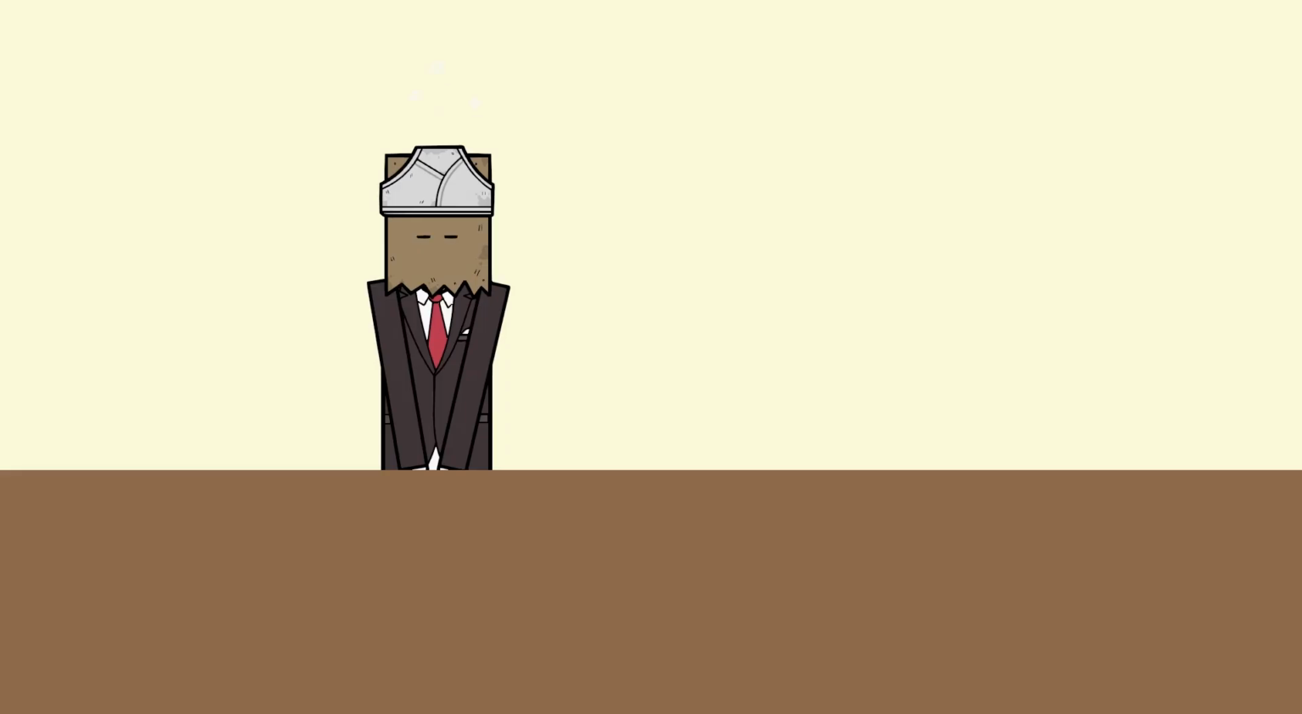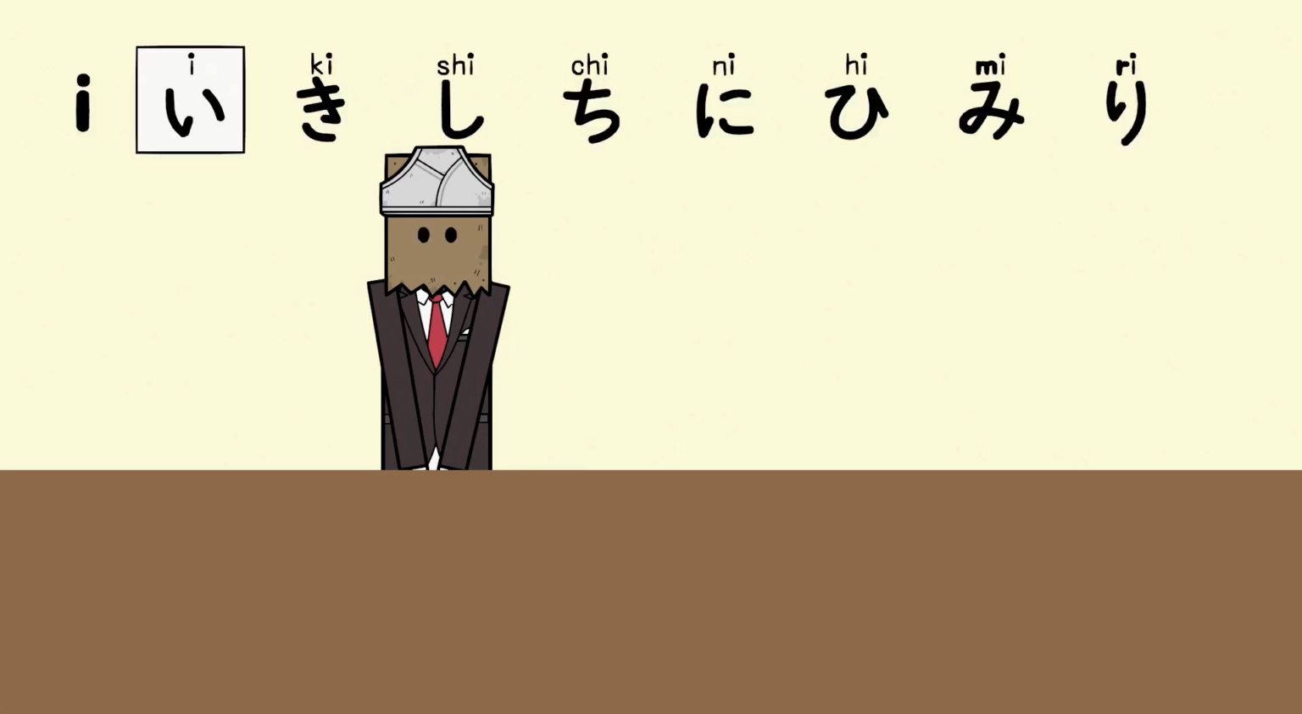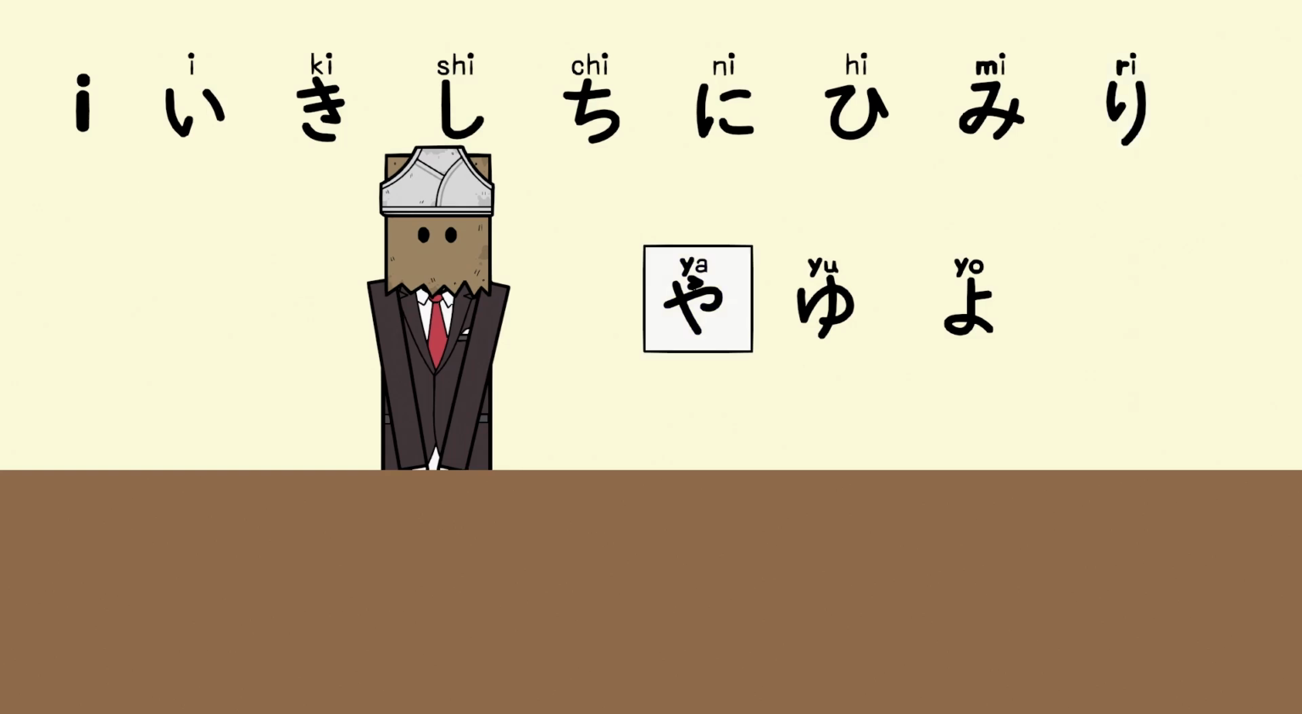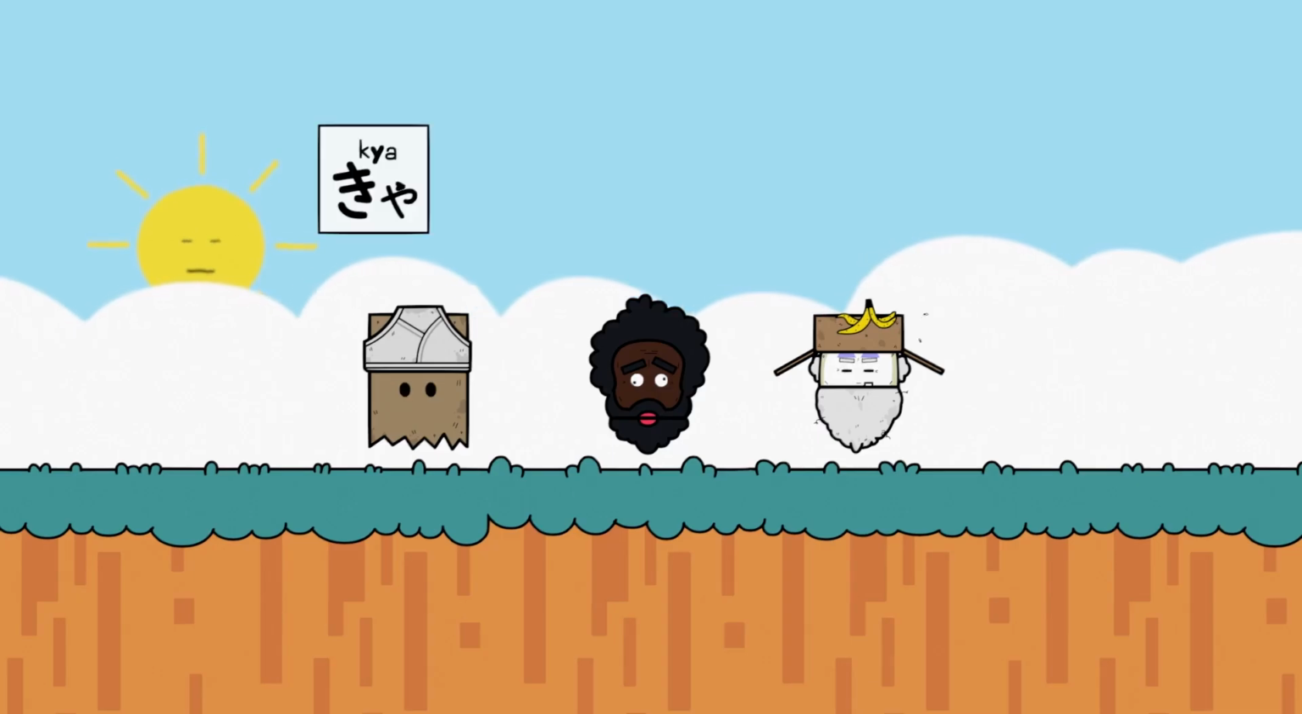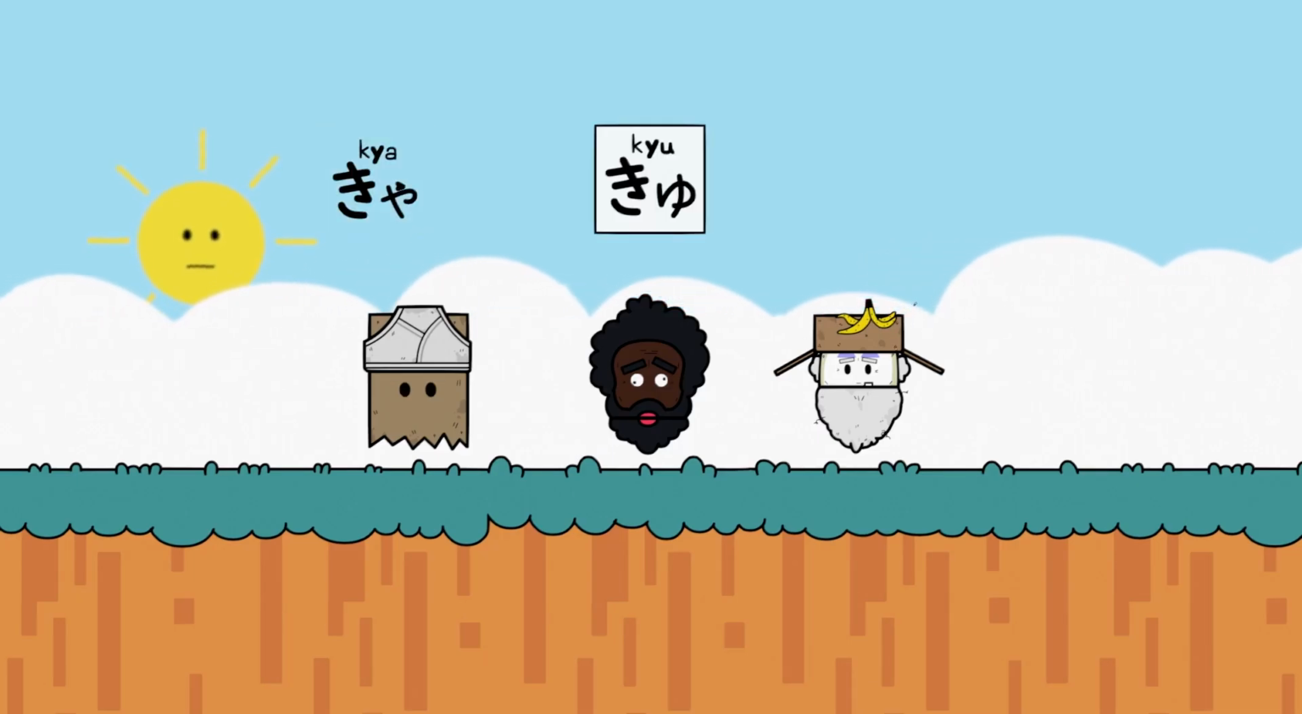Let's go over the combinations. Now you take all these in the E row, like the ki, shi, chi, ni, hi, mi, and ri. And you take these, the ya, yu, yo, and you make them small. And you put them together and you get this sound called kya, kyu, and kyo.